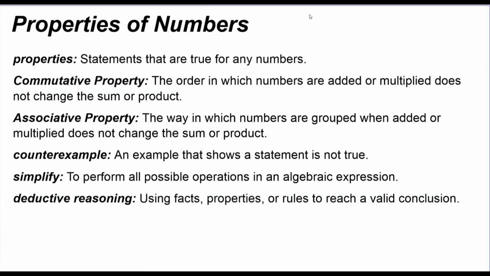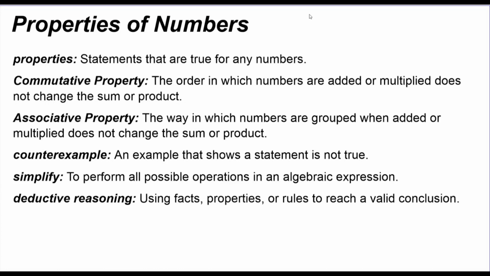Some properties we're going to be talking about are the commutative property, the associative property, and a few other properties. The commutative property tells you that you can add or multiply numbers in any order, and it's not going to change the sum or the product. And the associative property says the way in which the numbers are grouped when added or multiplied does not change the sum or the product.